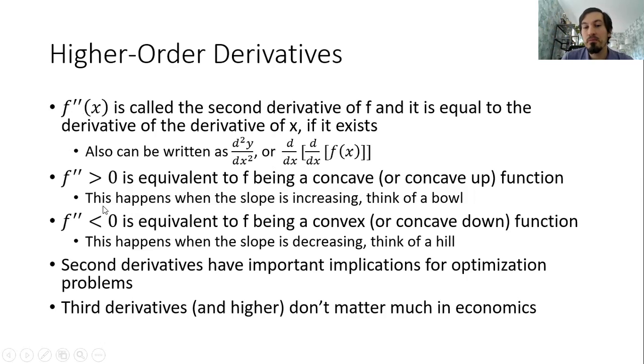So I need to talk about what it means. How can we interpret f double prime? If it's positive, what will I say? If f double prime is positive, that's equivalent to f being concave or concave up.